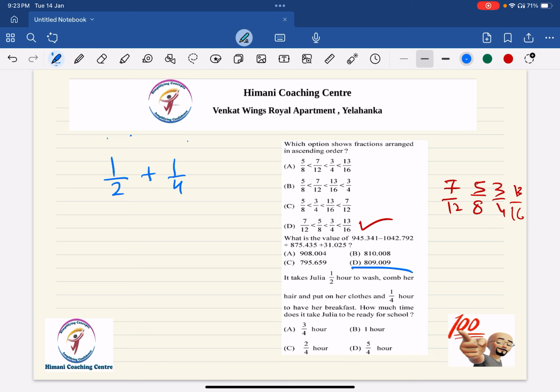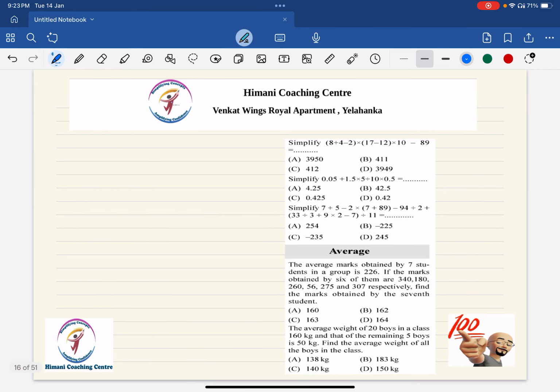Now they are unlike fractions. Why? Denominators are not same. So what is the LCM of 2 and 4? It is 4. So how can I make 1 by 2 as 4 below? So need to multiply with 2 here. So need to multiply with 2 up also. So you get 2 by 4 plus 1 by 4, which is 3 by 4. Okay. So the time she takes for getting ready is 3 by 4 hour.